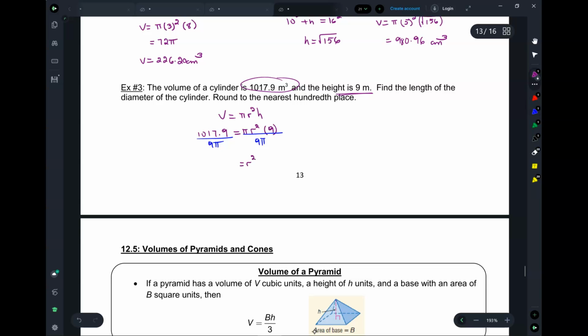And wouldn't you know it, R squared turns out to be 36. So R equals 6. We need to do pi r squared. This is find the diameter. Right, but what are we looking for? The diameter, which is 12 meters.